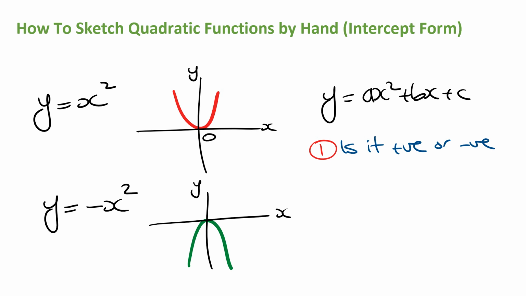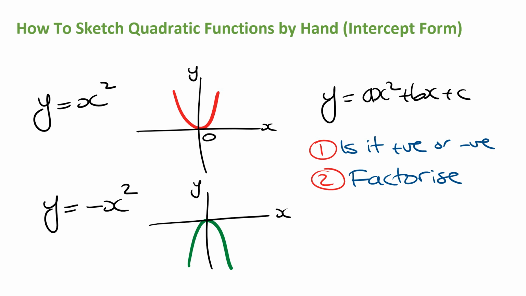The second step is to factorize the given rule. For this video, we'll work through some examples that can be factorized. For quadratics that can't be factorized, to sketch the graph you either have to complete the square and convert the rule into turning point form, or use the quadratic formula to work out the x-intercepts.